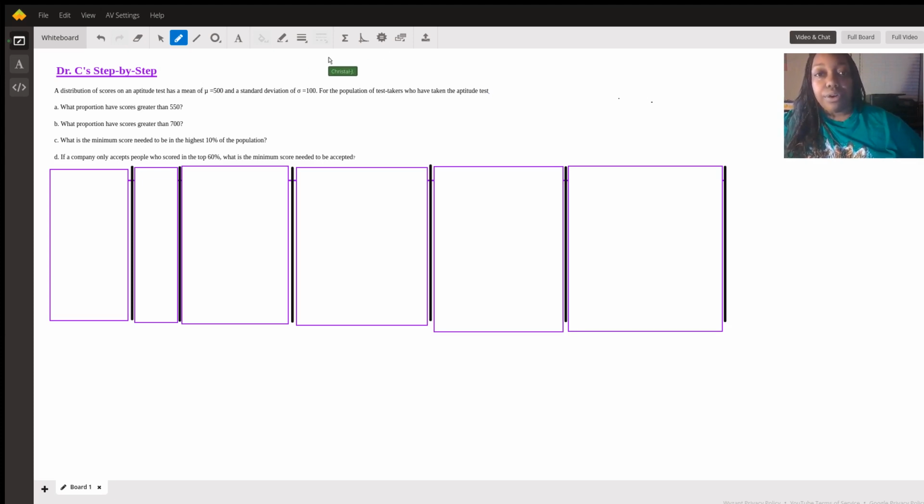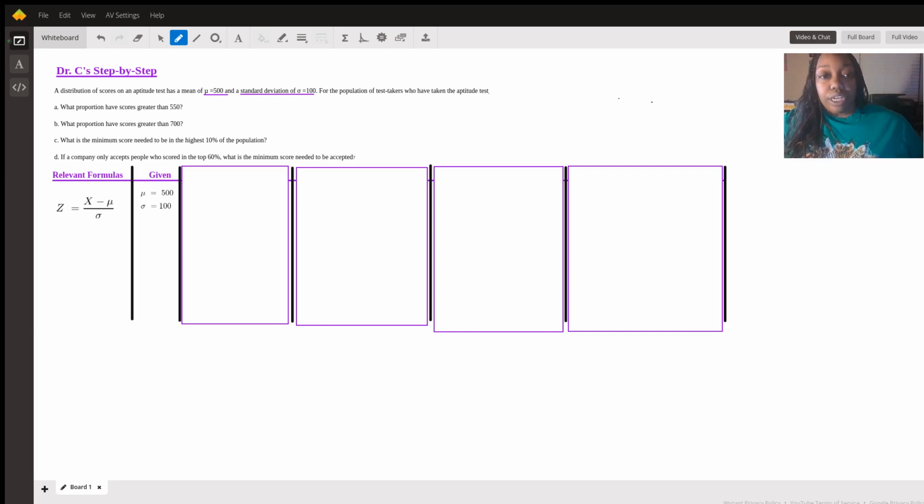So the first thing I'm always going to tell you to do is understand what your givens are and write out your relevant formulas. So first things first, we have a mean of 500 and a standard deviation of 100. So we go step by step. And our relevant formula, of course, we are assuming a normal distribution because we know the population standard deviation. So we're using the Z formula, which is sample mean minus population mean divided by the standard deviation. So from there, we write out our givens, which is mean of 500 and standard deviation of 100.